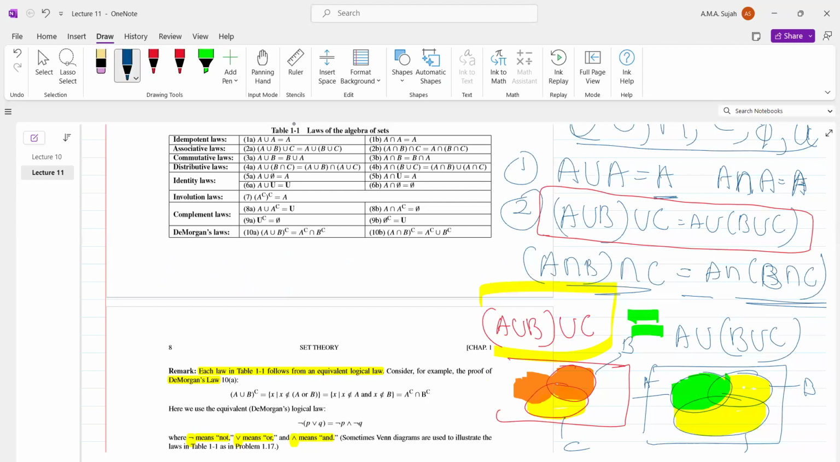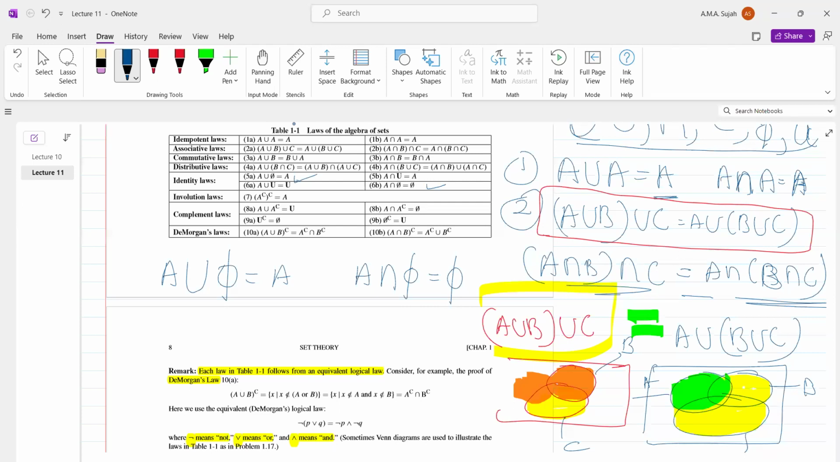So the fifth one, identity law. Identity law means you have a set A, right? Similarly, you have an empty set. What is the union of these two sets? The union of A and empty set, that is A, right? Similarly, you have a set A and you have an empty set. What is the intersection of these two? That is an empty set, right? If you look at here, the union of a set and the null set, that becomes A, right?